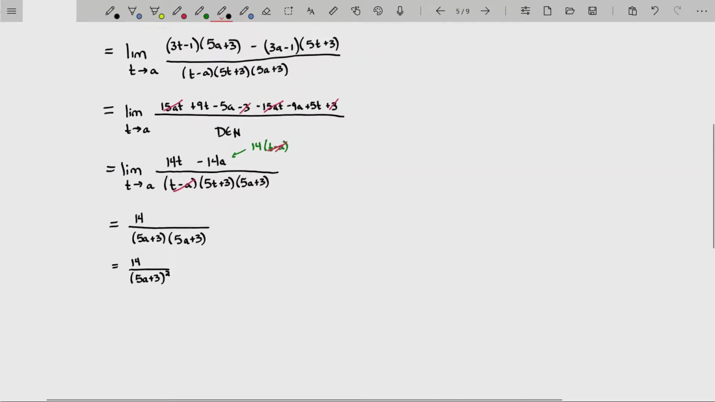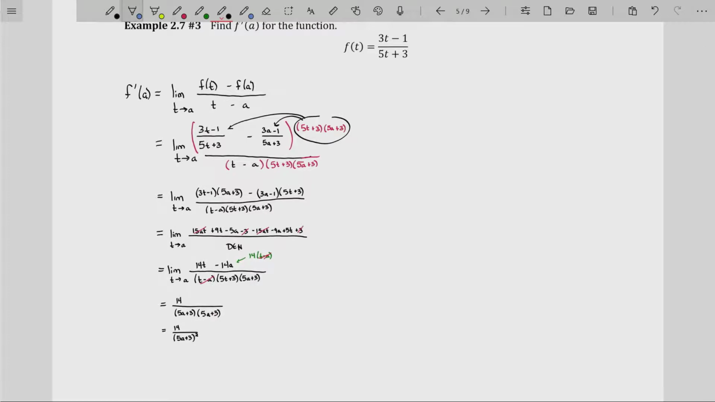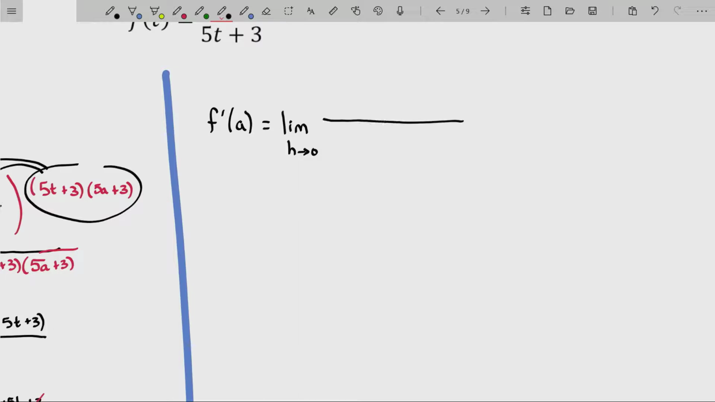Now, I did say that I would use the other definition just so you could see them side by side and kind of make your judgment as to which one is better for you. So I'll go ahead and use the other definition as well. F prime at a, again, is defined to be the limit as h approaches 0 of f of a plus h minus f of a all over h. And that you cannot use direct substitution with.